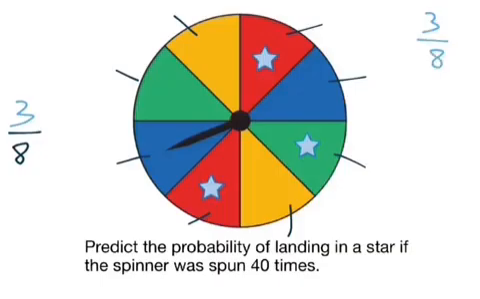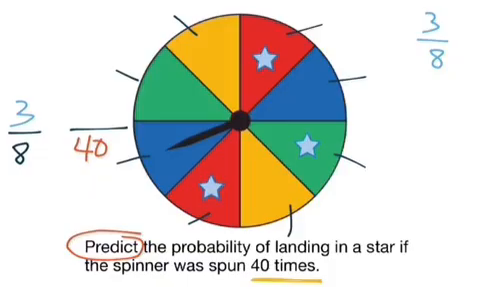Well, what they want us to do is make a prediction here. We're going to predict the probability if we spun this thing 40 times that we would land on a star. So I've got my single probability out to the left, 3/8. I'm going to make a new one now. They want us to predict what happens if we spin this thing 40 times. Kind of like we've done with proportions, this is very similar. I can find a relationship between 8 and 40 here, and then just apply that relationship to the top.